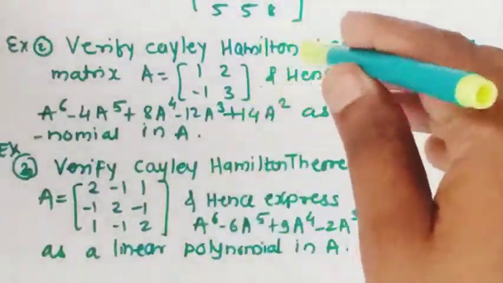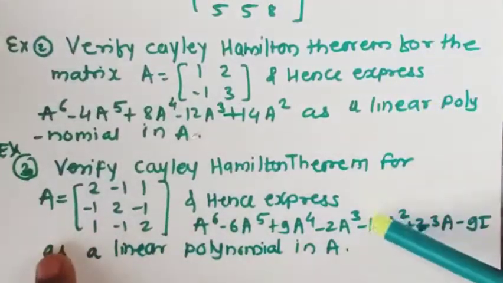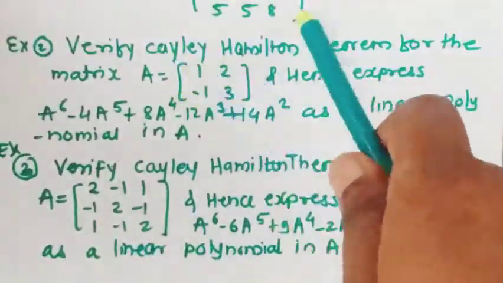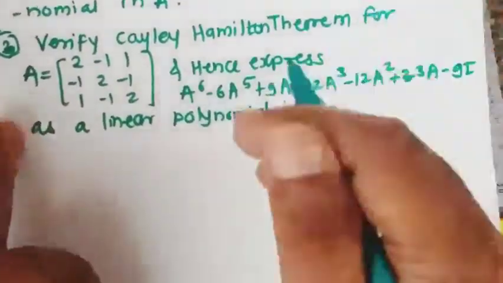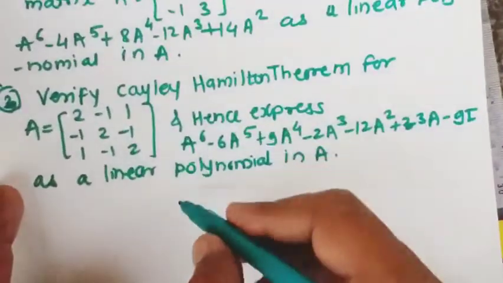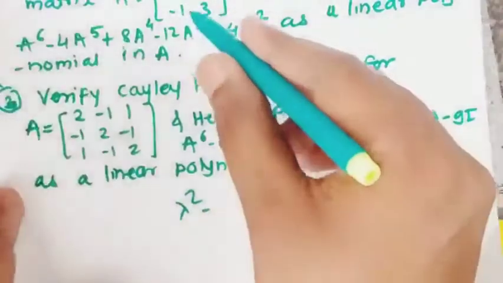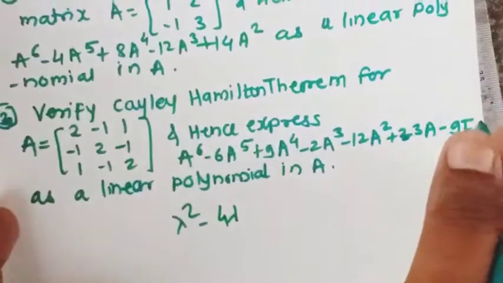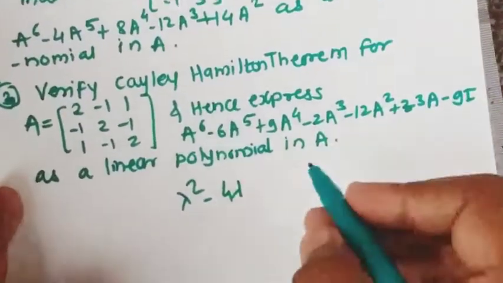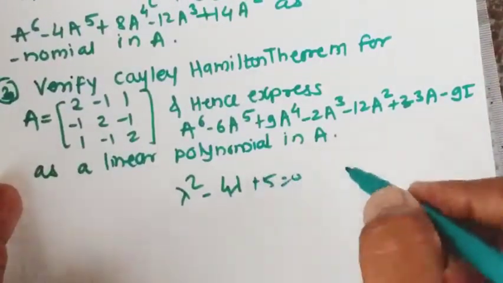So verification type problems we have also covered in the previous lecture. In that way you try to verify the Cayley-Hamilton theorem for this matrix. Okay, and I think you will get such a polynomial for this 2 by 2 matrix. You will get lambda square minus its trace, which is 3 plus 1, that is 4 lambda, plus the determinant, which is 3 into 3 minus minus 2, that is 5, equal to 0. This will be the second degree polynomial.